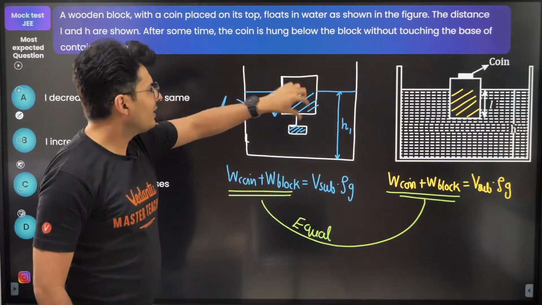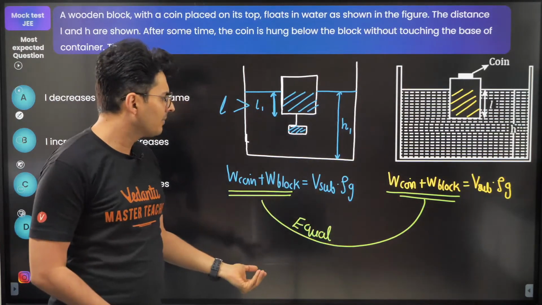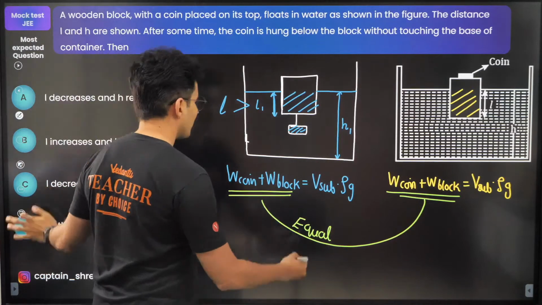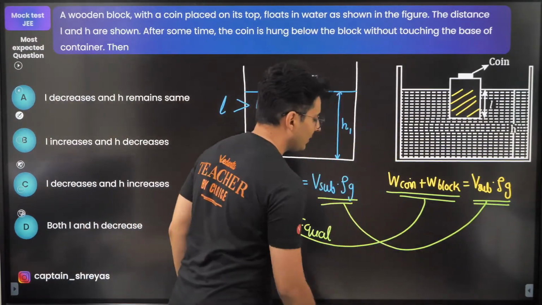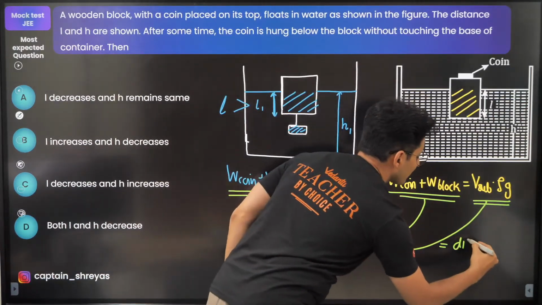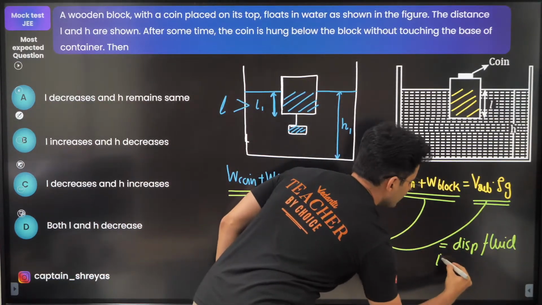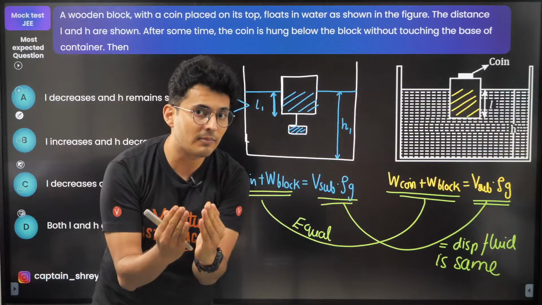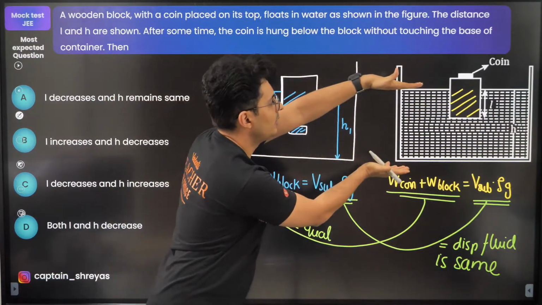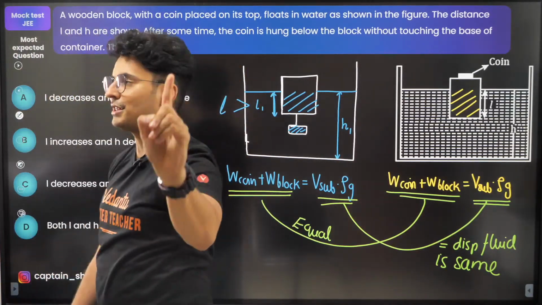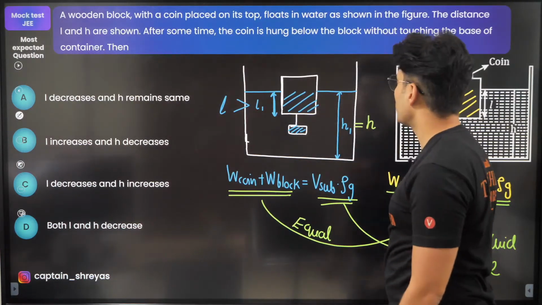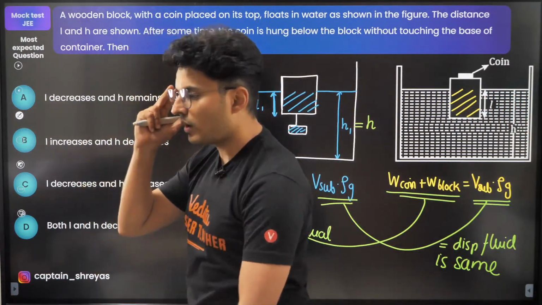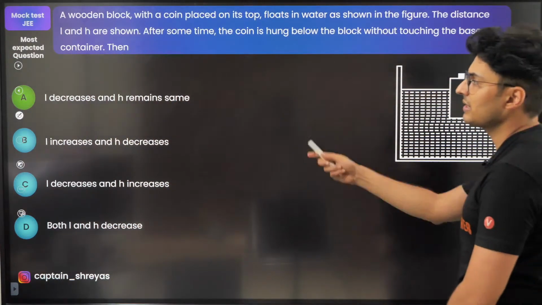Last part. Whether the coin was on the top or whether it is below, the buoyant force is the same because the weight is the same. That means the displaced fluid is the same. How much fluid has been displaced is the same. That means the height of the liquid in the container should not change. So this height h1 will be equal to the previous height. If the displaced fluid is different, then the height will change. That's all. It's pure logic. Think about it again and again. Answer is A. L decreases, H remains the same.